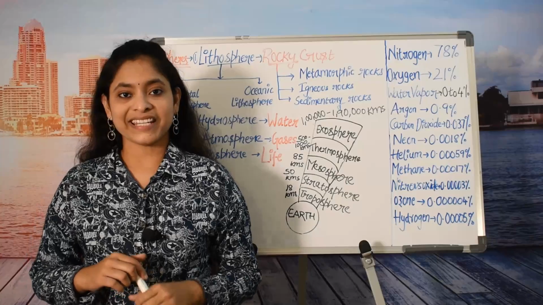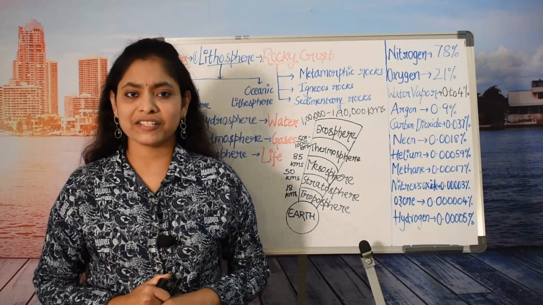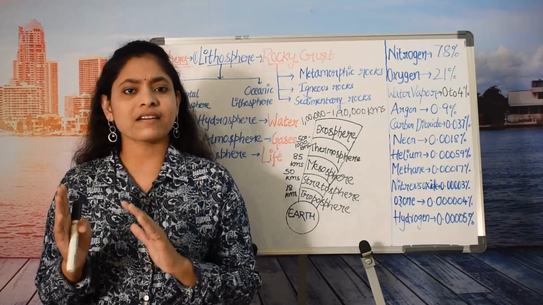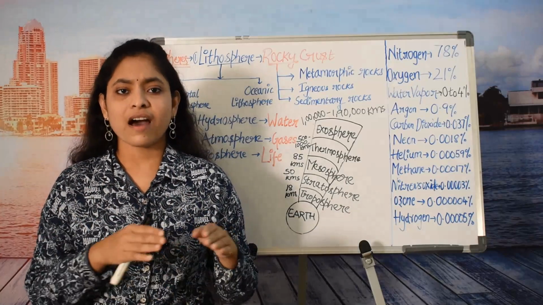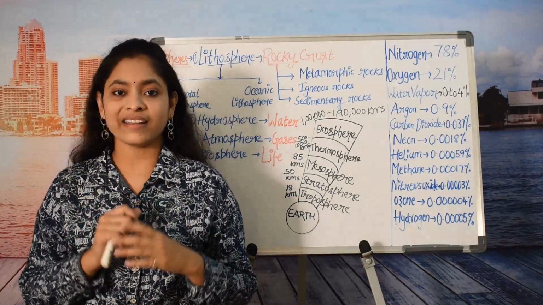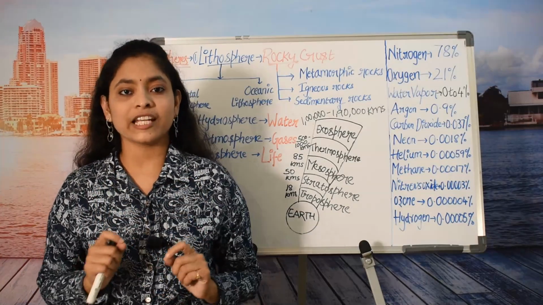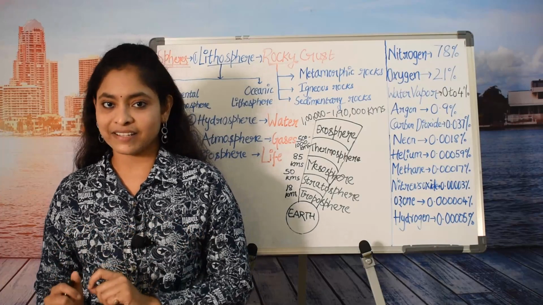Indian Ocean. It is triangular in shape. The continents covering the Indian Ocean are Africa, Australia and Asia. It is the only ocean named after a country, that is India.